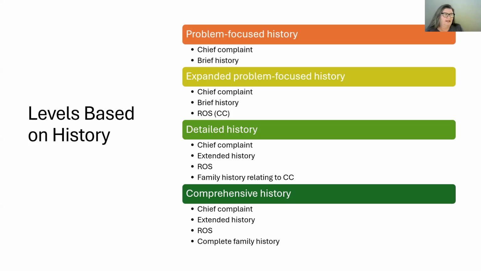We do the chief complaint, a brief history, and a review of systems, which the provider does. But it's a review of systems based on the chief complaint. Then a detailed history is a chief complaint, a more extended history versus a brief one, a review of the systems, and a family history, possibly, if one exists, relating to that chief complaint. And then the comprehensive history is like everything. It's the chief complaint, an extended history, a review of all the systems, and a complete family history.